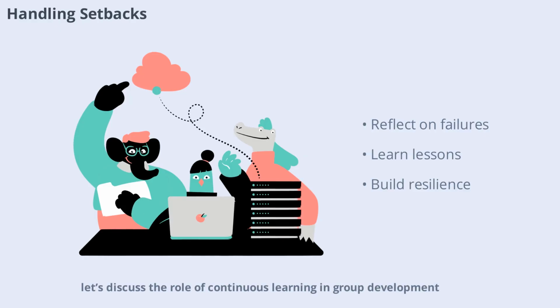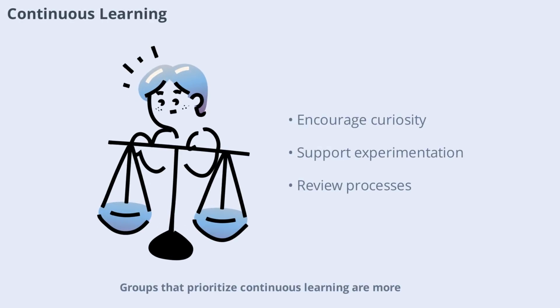Now, let's discuss the role of continuous learning in group development. Groups that prioritize continuous learning are more likely to innovate and adapt to change. Leaders can foster a learning culture by encouraging curiosity, providing training opportunities, and supporting experimentation. Regularly reviewing group processes and outcomes helps identify areas for growth. By embracing a mindset of continuous improvement, teams can stay ahead of challenges and achieve long-term success.